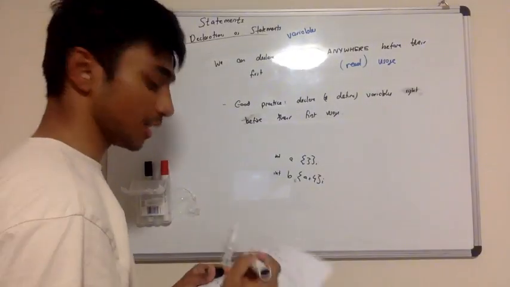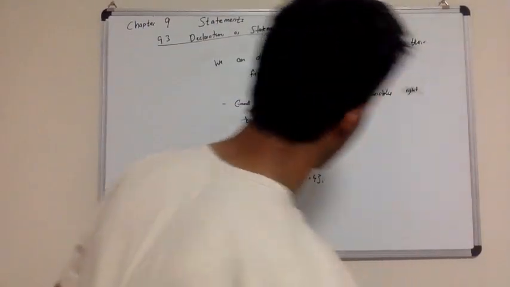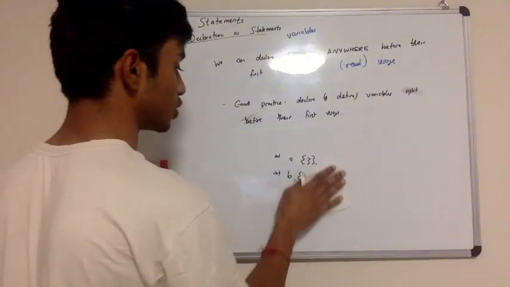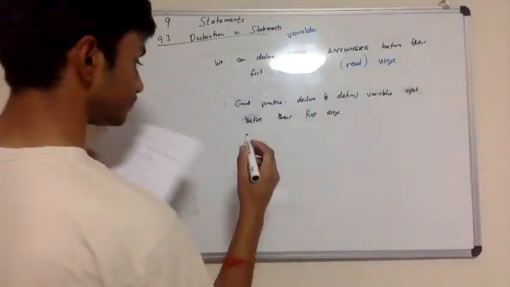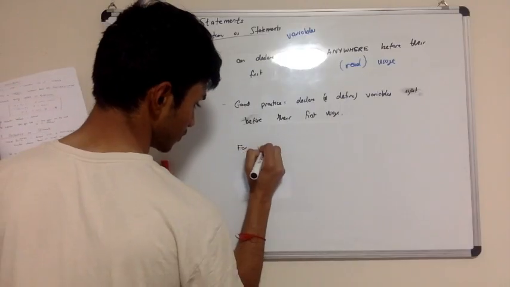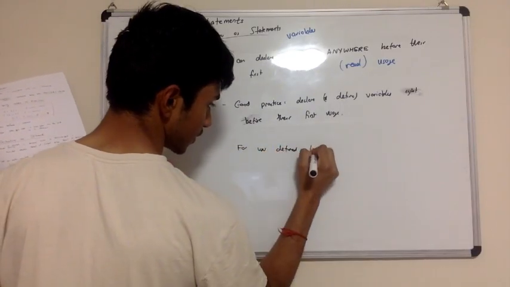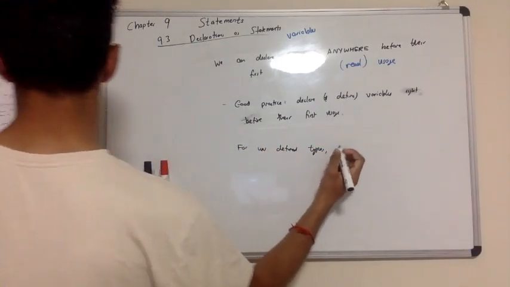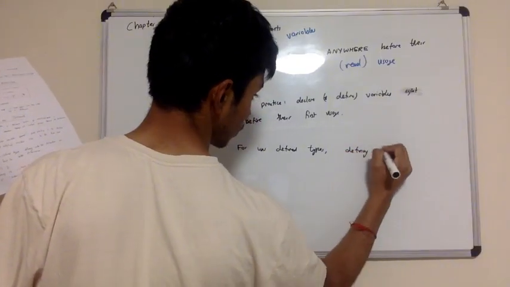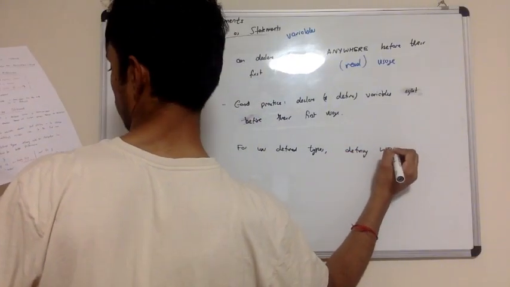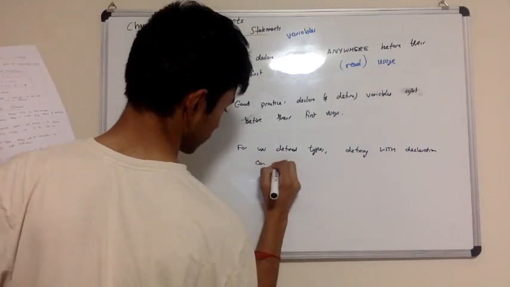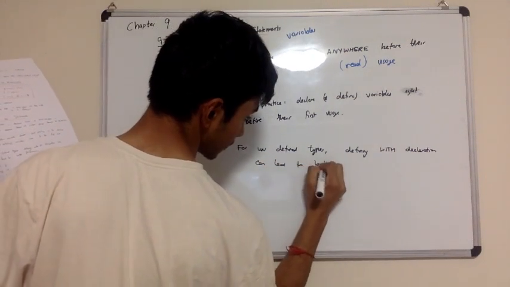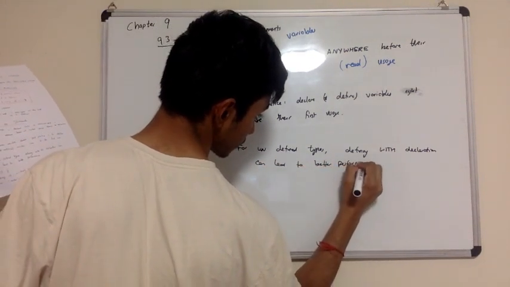Now for user-defined types, providing a definition with the declaration can actually improve performance. So for user-defined types, defining with the declaration can lead to better performance.